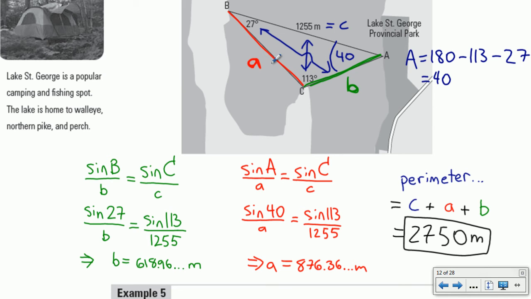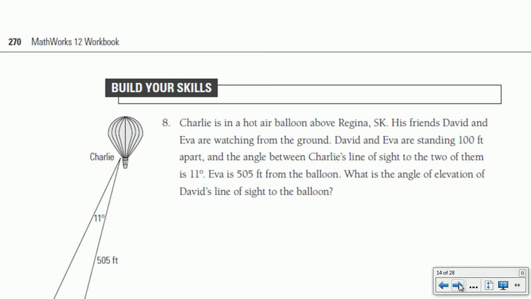And then we do the same for side length A. We know 2 out of 2 again in this side angle pair and 1 out of 2 in this side angle pair. We just need to figure out what length A is. Once we know what A and B are, we can add A plus B plus C to get the total perimeter. We're going to go over question number 8 now.